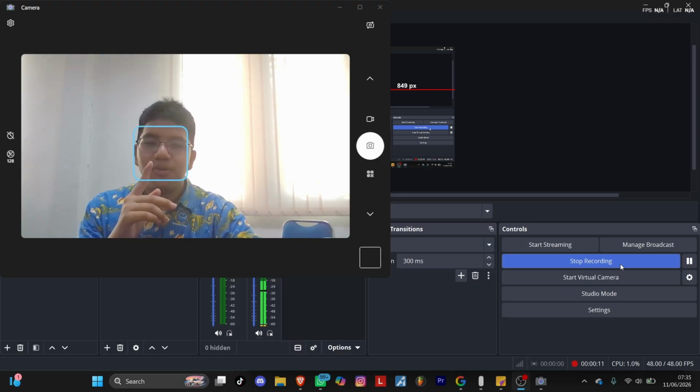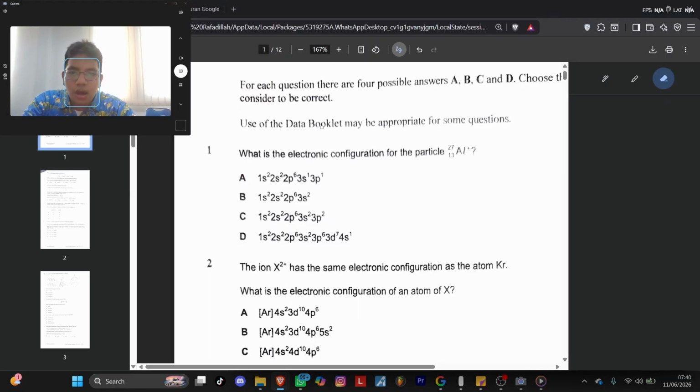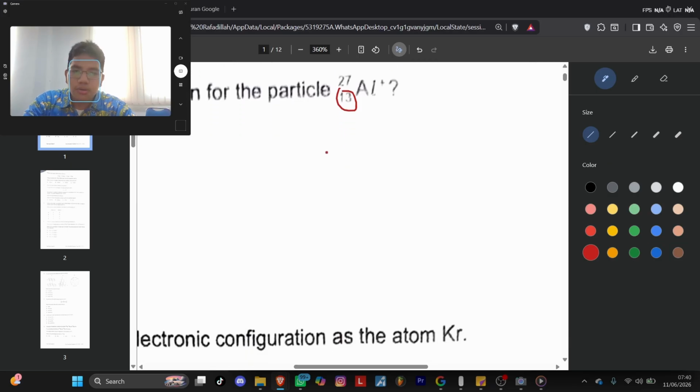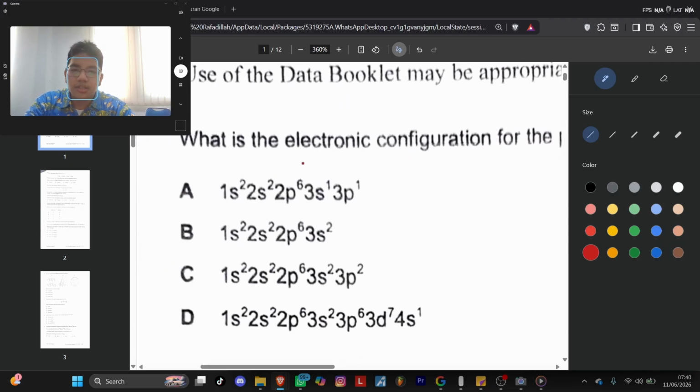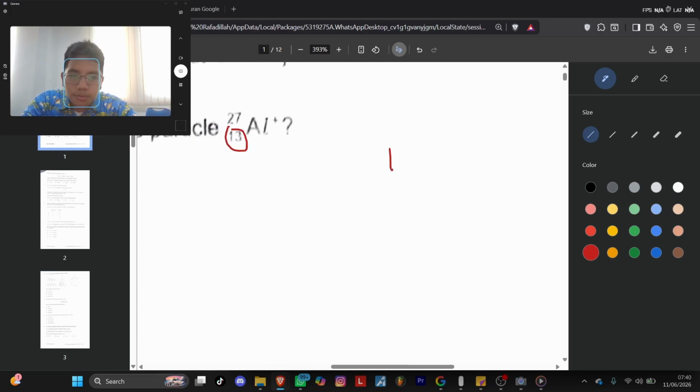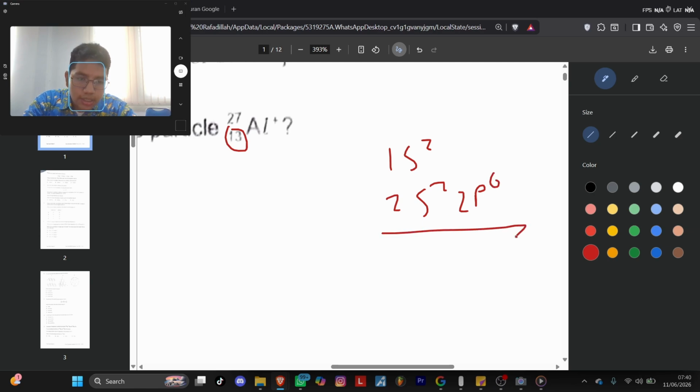So here we go. For the first question, what is the electron configuration for the particle aluminum plus? So we know the electron is 13 from this question. So we need to find the electronic configuration. The electronic configuration is like 1s2, 2s2, 2p6, and more like that.